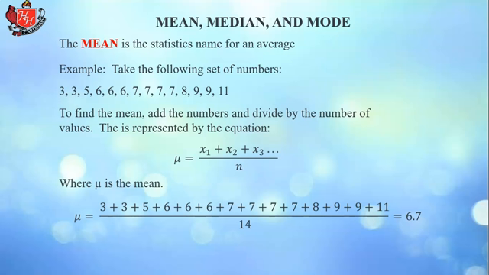You notice that the average does not have to be one of the numbers in the set. It's in between some of the numbers in the set in this case. The mean value is 6.7.